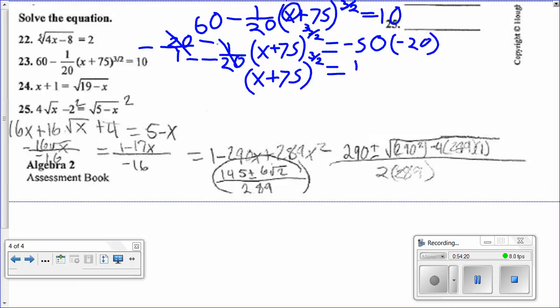Don't forget, this is to the 3/2. So that's 1,000. All right. Now, to the 3/2, what this means is, anytime you see a fraction like this, it's raised to the 3rd power, and then you take the square root of it. That's what this means. So to undo that, you're going to need to take it to the, basically the 3/2 root, but it's raised to the 3/2.